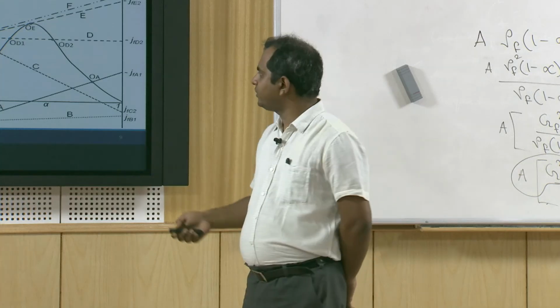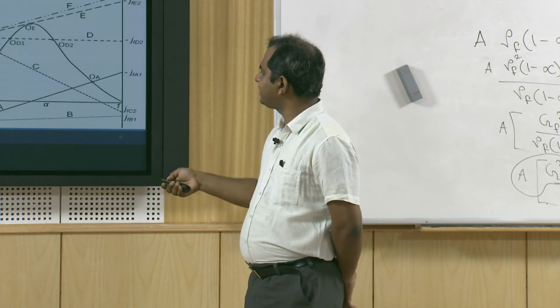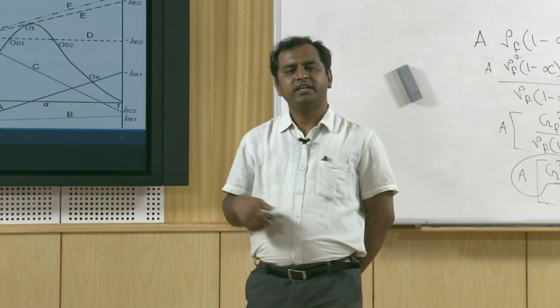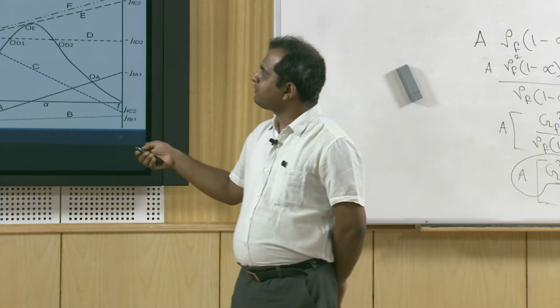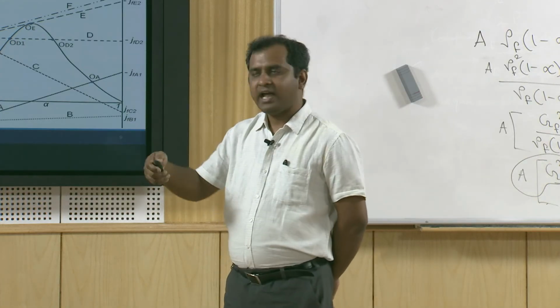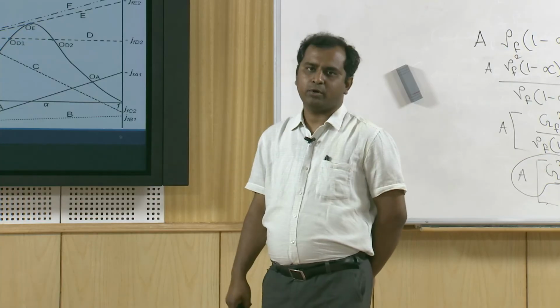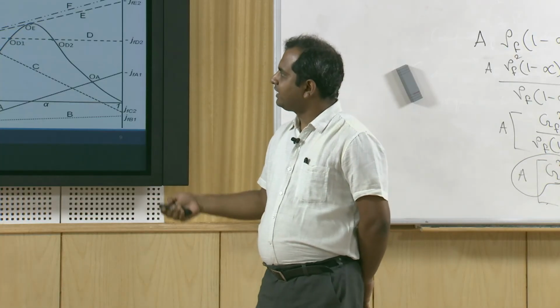Now, interestingly, you see the curve has never intersected this dotted line. That means in this case there is no operating point. So, this type of flow, gas downward movement and liquid upward movement, is never possible. Next, let us see case C.